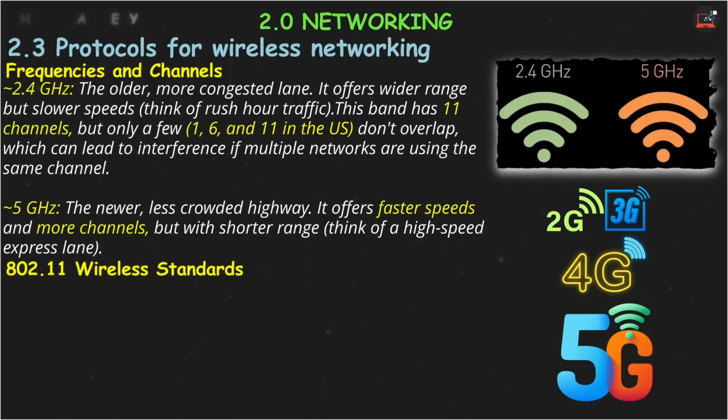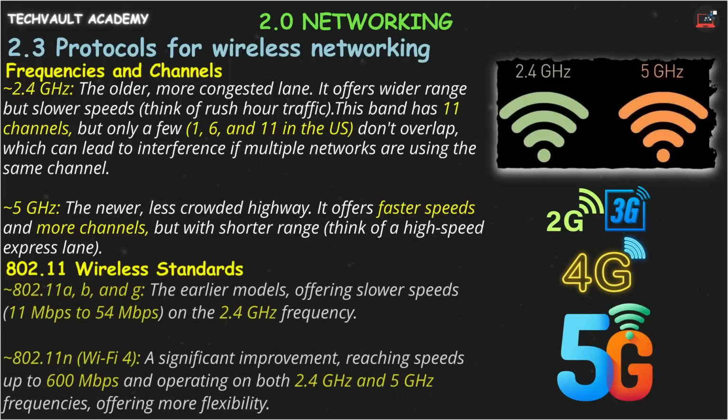Choosing the right lane, 802.11 wireless standards. Think of these standards as different types of vehicles using the wireless highway. Each has its own speed limit and capabilities. 802.11a, b, and g: the earlier models, offering slower speeds, 11 megabits per second to 54 megabits per second, on the 2.4 gigahertz frequency. 802.11n, Wi-Fi 4: a significant improvement, reaching speeds up to 600 megabits per second and operating on both 2.4 gigahertz and 5 gigahertz frequencies, offering more flexibility.